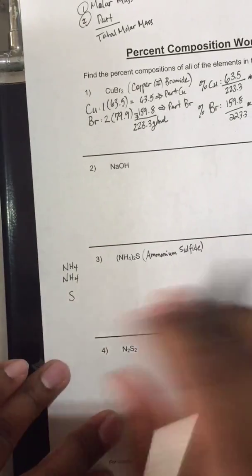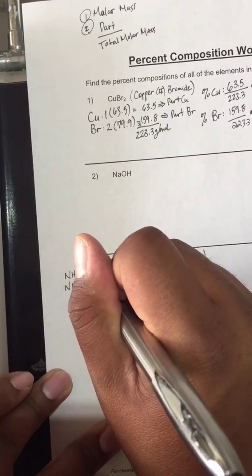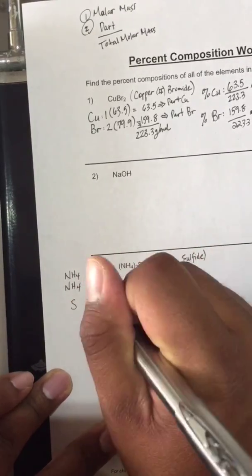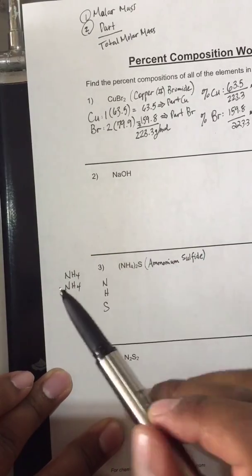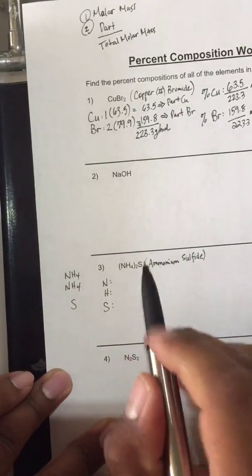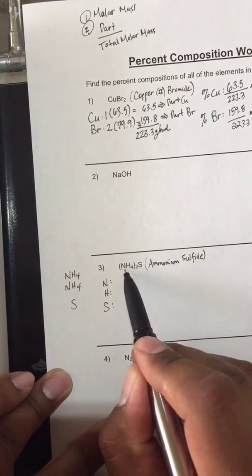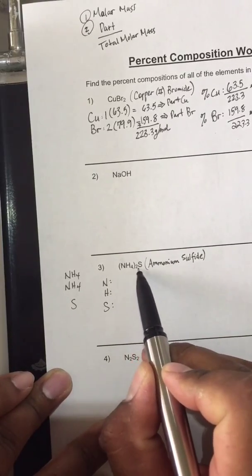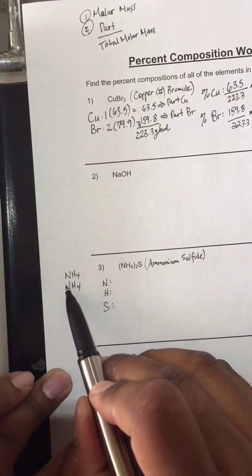Okay. So when you find the molar mass, which is the first step to doing this, you have to separate all the elements, right? You have nitrogen, hydrogen, and sulfur. And then you have to determine how many you have of each. How many atoms of each, or how many moles of each. So here we're going to have NH4 double time. So how many nitrogens do you have? 1 and 2.